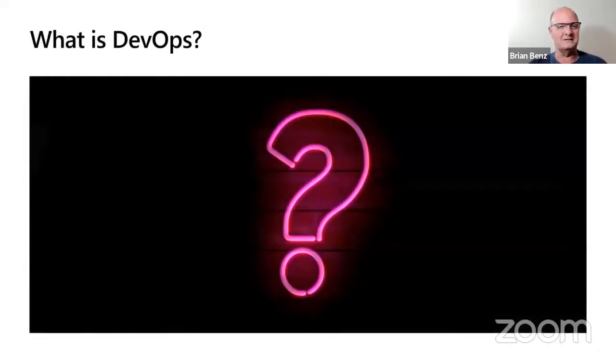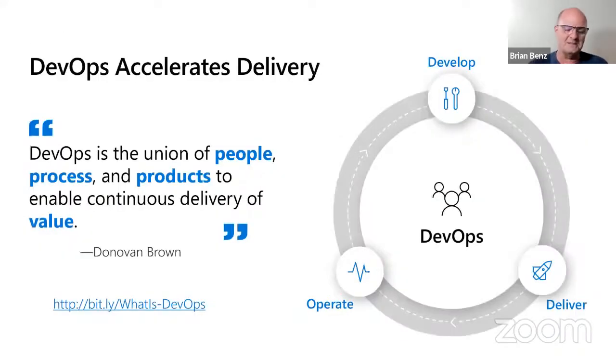So let's start with what is DevOps? This is a great quote from a colleague of mine, Donovan Brown. DevOps is a union of people, process, and products to enable continuous delivery of value. So I've highlighted a few things there: people, process, and products, and value.